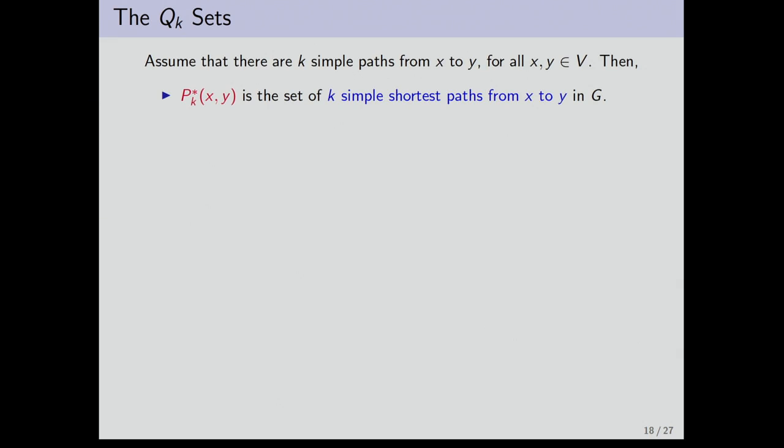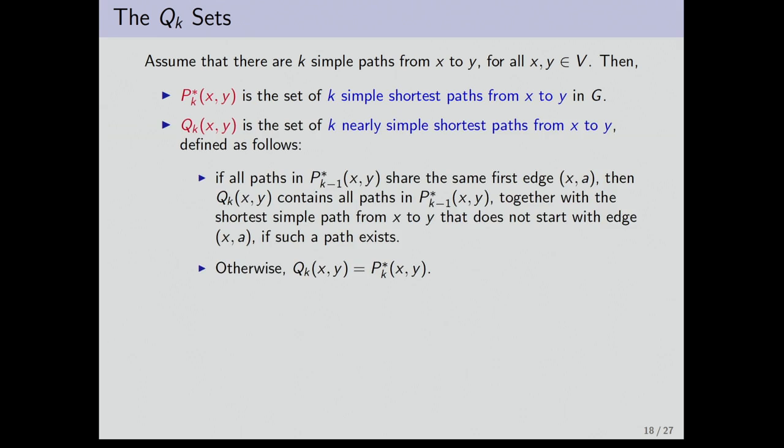And more generally, the Qk sets generalize the Q2 sets. Let me just introduce this notation. We will use P star k xy as the actual output we want, the k simple shortest paths from x to y in G. And Qk is just going to be, if the k minus 1 shortest paths in this set all start with the same edge, then the next path would be the shortest path from x to y that avoids that common edge.